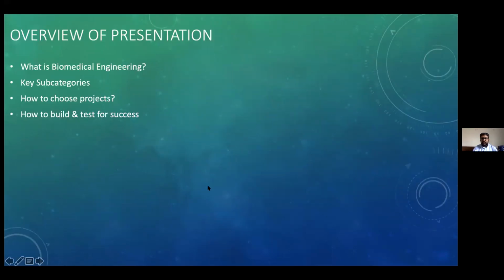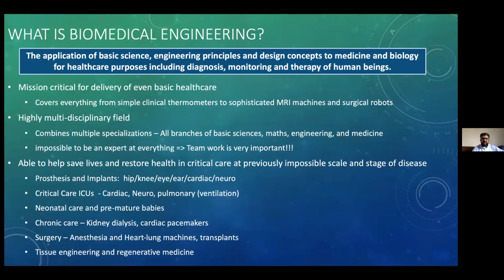Okay, so the overview of my presentation is quite short. We're going to talk about what biomedical engineering is at a high level, some key subcategories that have been identified by the folks at IRIS. And I'm going to spend just a couple of minutes talking about how to choose projects in biomedical engineering, because that, I believe, is half the battle won. If you can choose problems that are interesting enough, but also doable enough, and then how to build and test for success. So let's get into it.